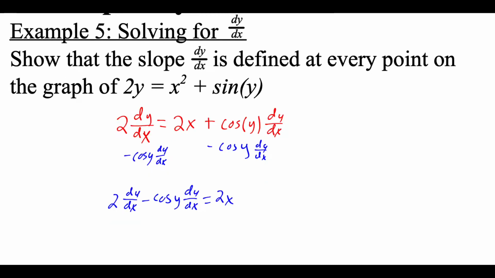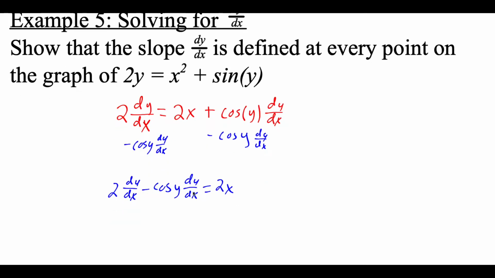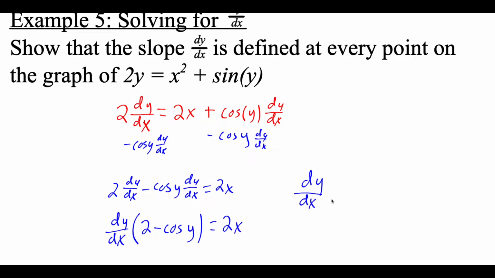Because both of those terms on the left-hand side have dy/dx in them, we're going to factor that out as a GCF. We take the dy/dx out, and we're left with 2 minus the cosine of y, equal to 2x. To get dy/dx alone, I have to divide this set of parentheses over to the right-hand side. So we get dy/dx equals 2x divided by 2 minus the cosine of y. Now we're trying to show that this slope, this derivative, is defined at every single point on the original graph.